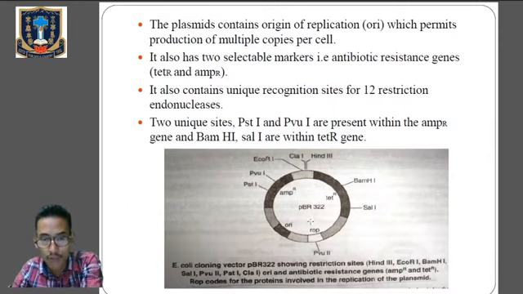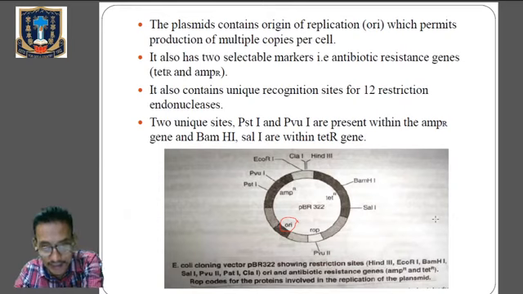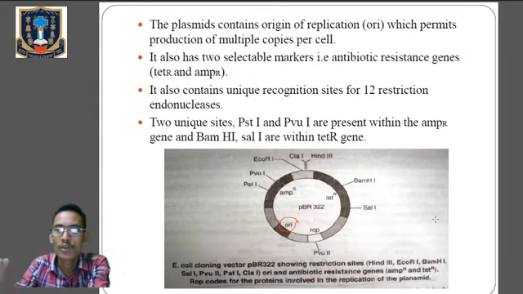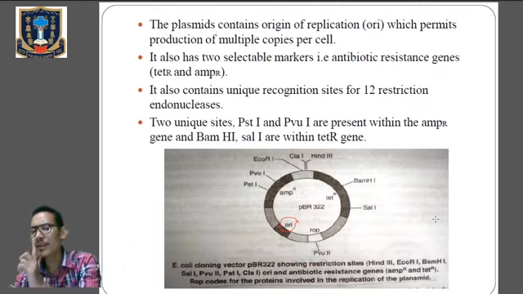So look at the figure also. Can you see over here the ORI site? ORI site means origin of replication site. This ORI site will help in the replication or the multiplication of recombinant DNA or the foreign DNA. Clear? Next one, it has got two selectable markers.